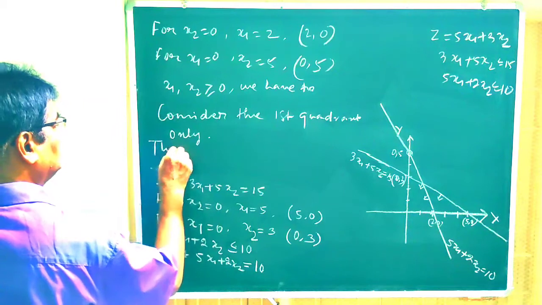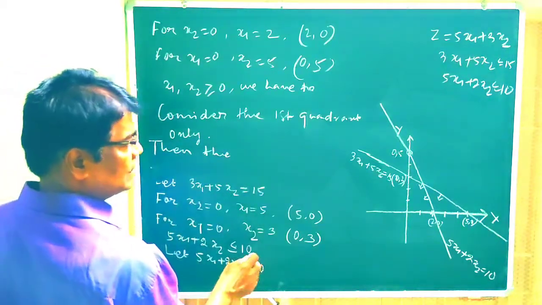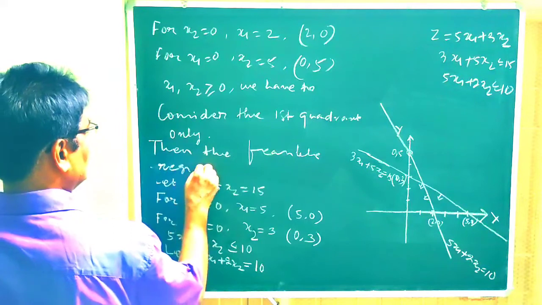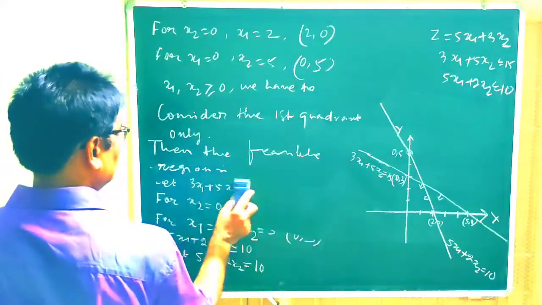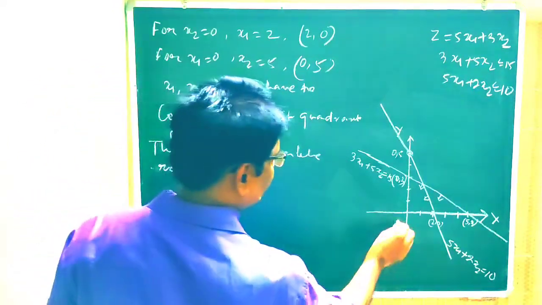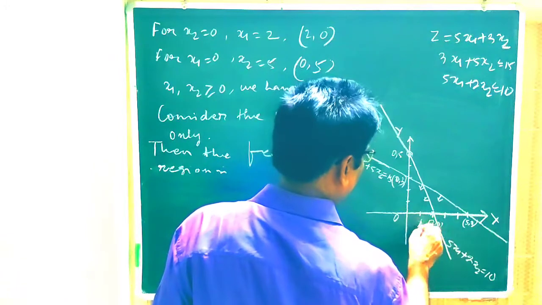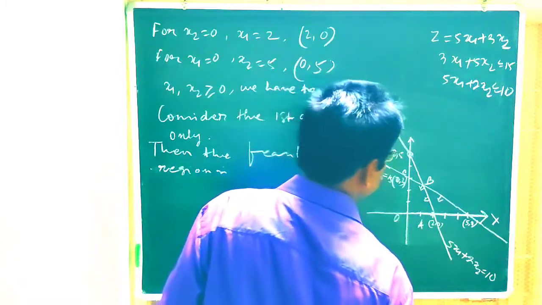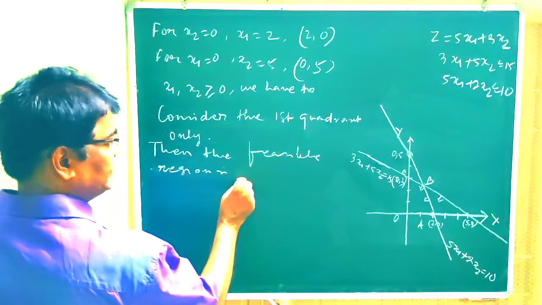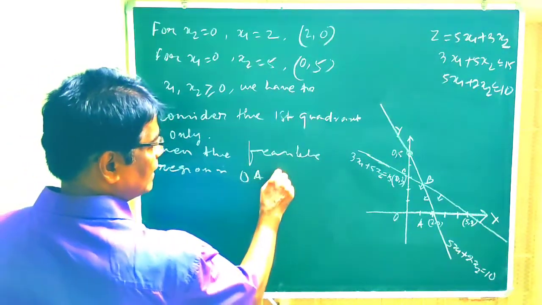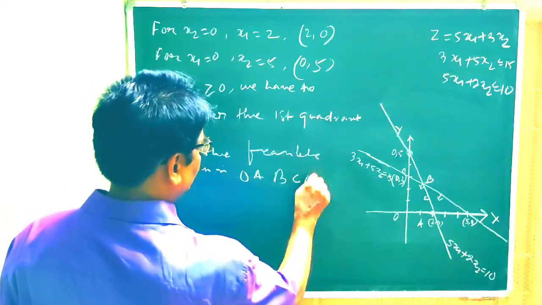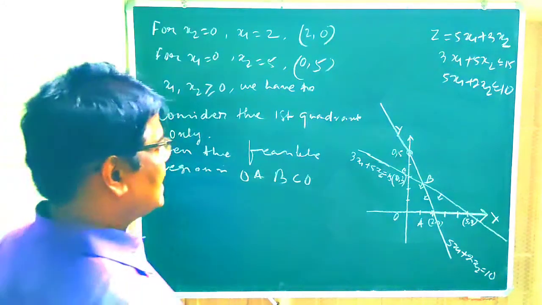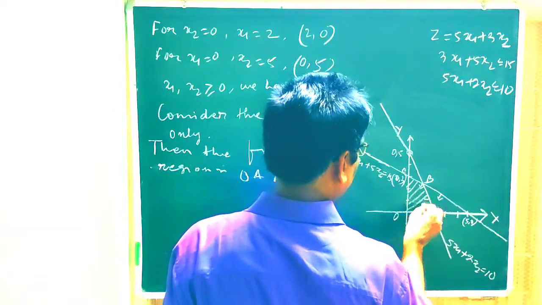Then the feasible region is O, A, B, C, O. So we are getting the feasible region, and this shaded region is the feasible region now.